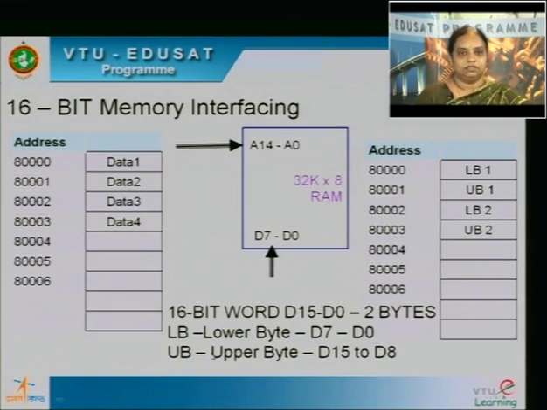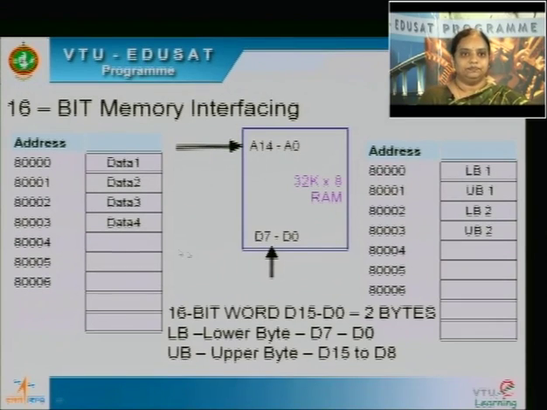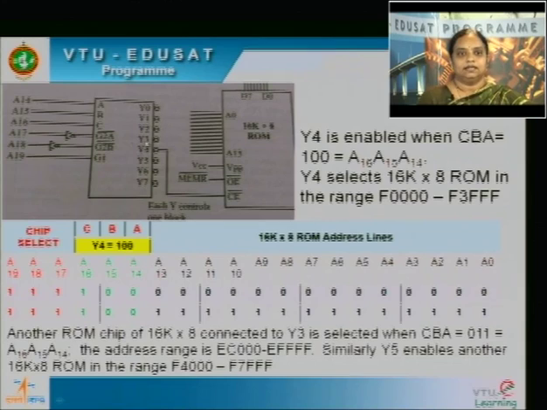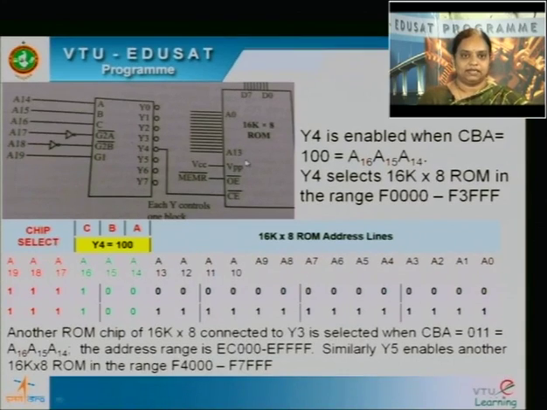Now coming back to the data lines interfacing. Until now we were worried about only address lines and decoding of the address lines to select the chips. What about the data? The data here we have seen that it is D0 to D7, 16K into 8. 16K into 8 gives the organization. Here we have 8 address lines.